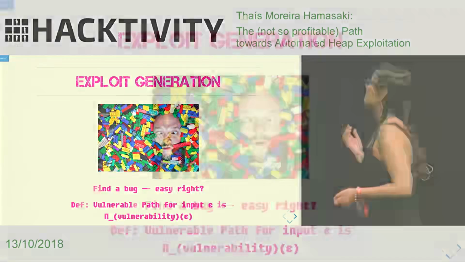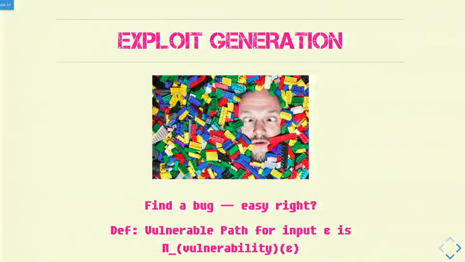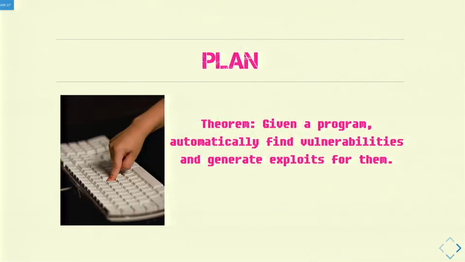And as I am a theoretical person, I decided to find a good theoretical name for it. So I defined a vulnerable path for an input, given that you have a function using this vulnerability with this input. That's a vulnerable path. OK? But that's just the math. So the theorem was, I need to define what I'm looking for. I like math. So the theorem was: given a program, automatically find vulnerabilities and generate exploits for them. That's the theorem that I want to prove, right?